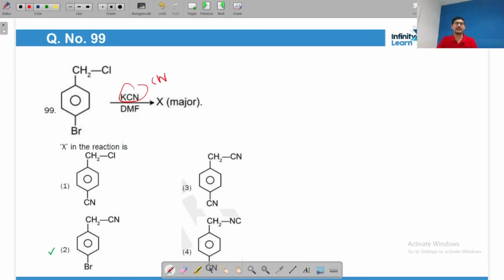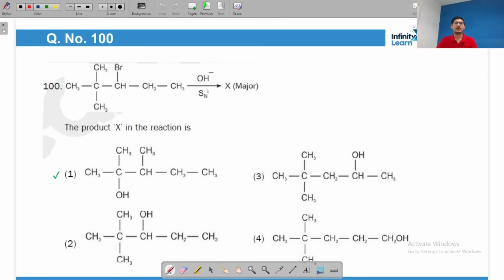KCN is strong nucleophile, DMF, so it is SN2 reaction. Bromine will not attack, this will attack. So you will see that this is the correct answer. It is given that the reaction is taking place via SN1 mechanism. So when you remove this bromide, you will have a carbocation here, which will immediately undergo 1,2-methyl shift to give you a more stable carbocation. So hydroxide will then attack on the more stable tertiary carbocation. This will be the correct answer, guys.